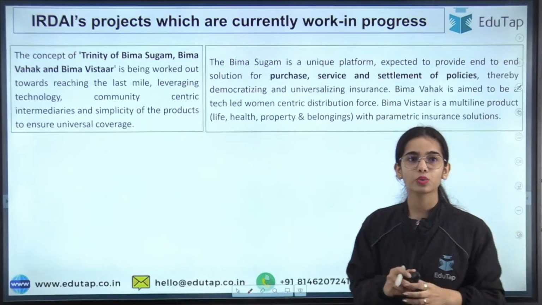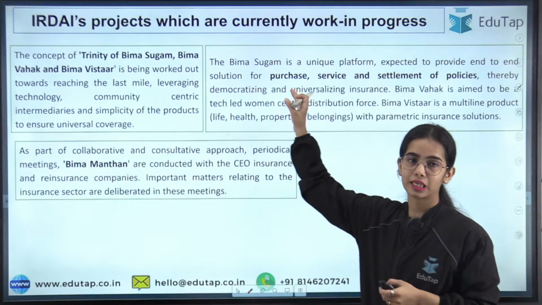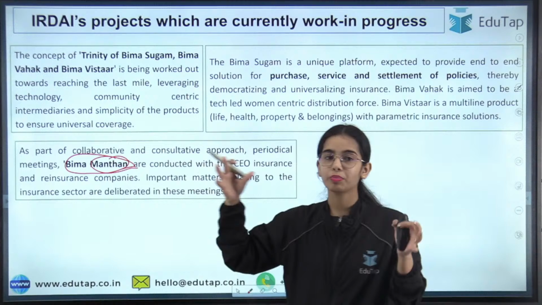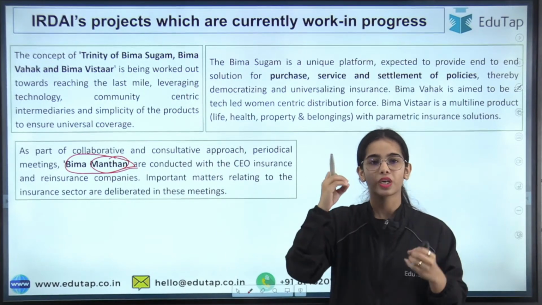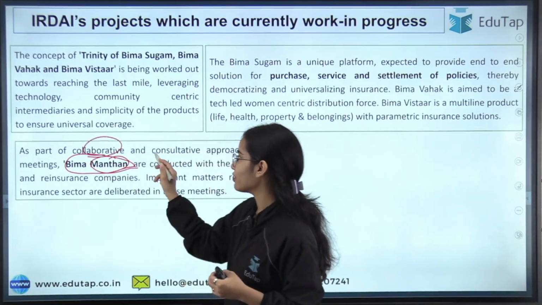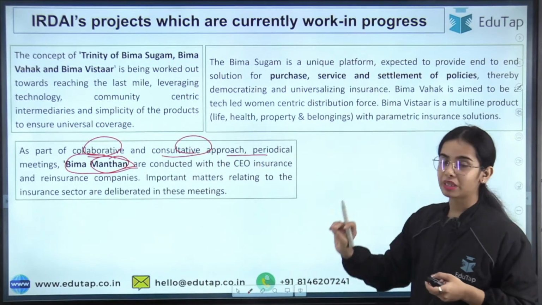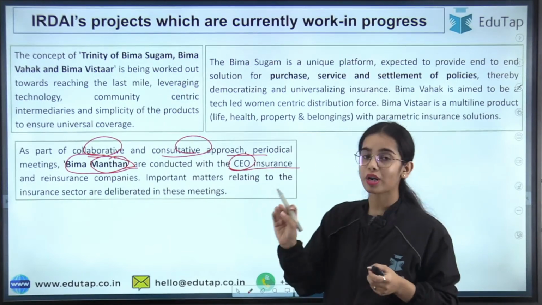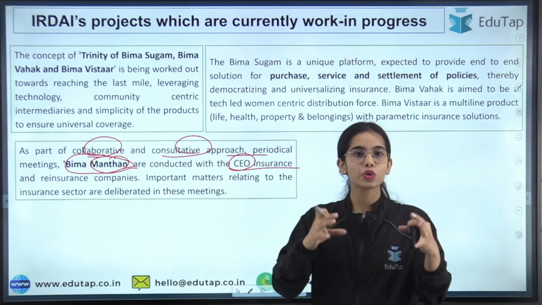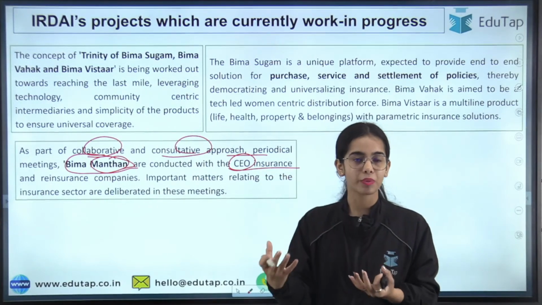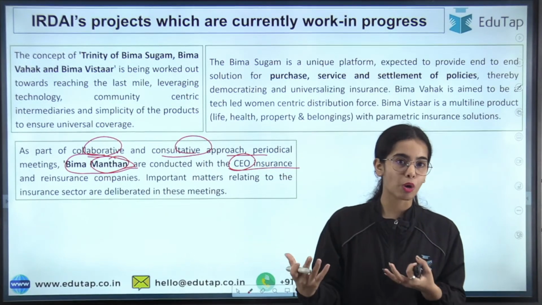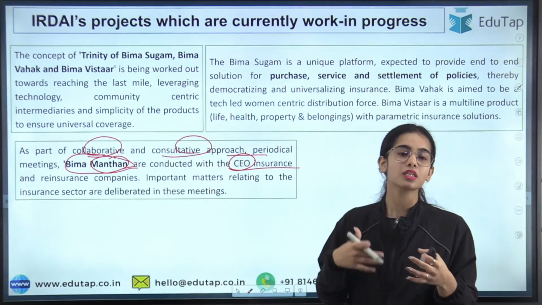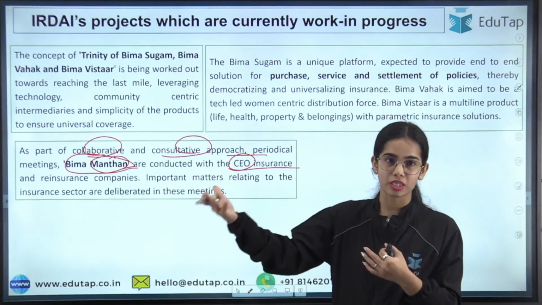Okay. Now coming to the IRDAI's projects which are currently work in progress. So now coming to Bima Manthan. Manthan means where the people come and they think about the things. Okay. So as part of a collaborative and consultative approach, periodical meetings happen, that is Bima Manthan. They are conducted with the CEOs of the insurance and reinsurance companies. So the CEOs of the top companies, the CEOs of the insurance companies, come together to discuss the problems that they are facing in the insurance segment and to come out with solutions and to discuss further for the betterment of the insurance sector.